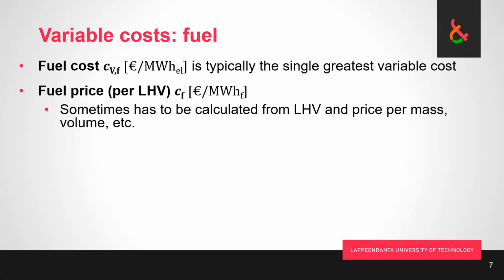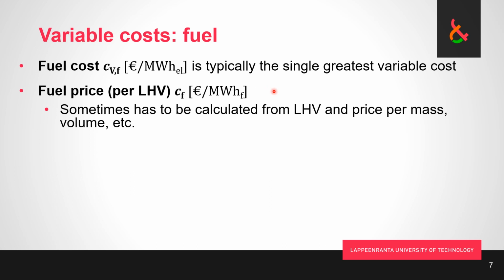So first of all, again, to get the terminology straight, we've got the fuel cost. So lowercase c, lowercase to mark that this is specific cost, V for variable, and F for fuel, and this is set in euros per megawatt hour electricity. So this is the fuel cost per produced electricity that is due to the fuel that we are using.